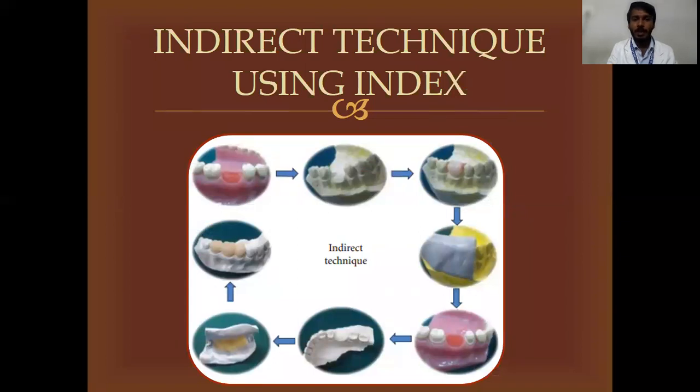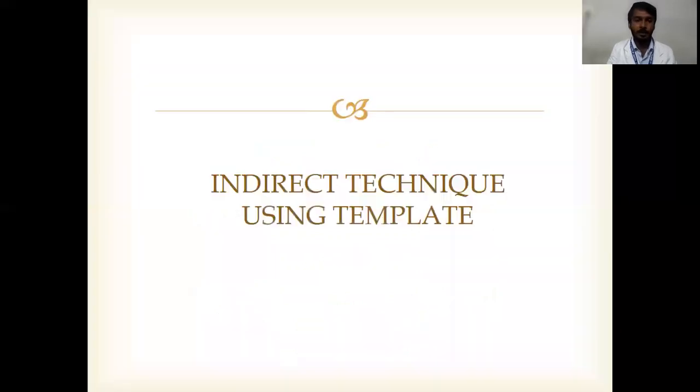Now coming on to the indirect technique using index. So in this you can see there is use of a diagnostic cast. The second figure shows the diagnostic cast. We will place an artificial tooth. We will take the putty index. We will keep it aside. We will do the tooth preparation. We will make the impression. After making the impression and pouring the cast, we will apply the putty index with the acrylic onto the cast after application of separating medium. Then we will remove it. Then we will remove the excess. We will try it in the patient's mouth and we will cement it.